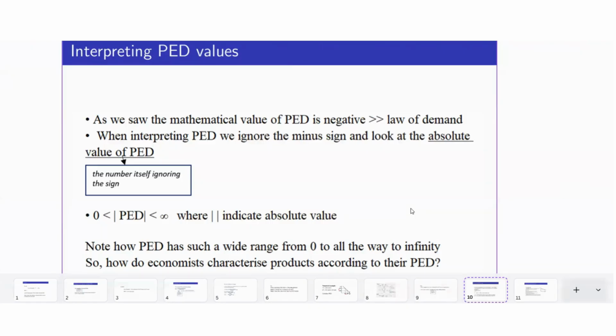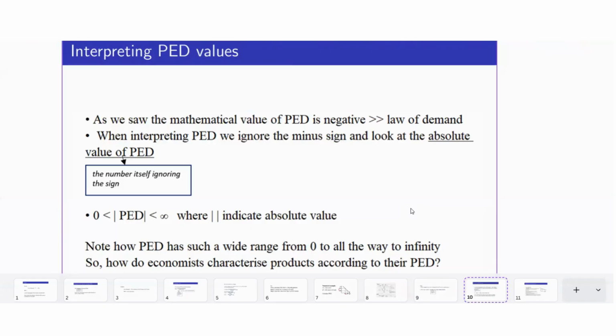So whenever we're interpreting price elasticity of demand, we'll just ignore the negative sign and only look at the absolute value, the magnitude, i.e. the number itself, ignoring the sign. Because the minus sign is mainly a consequence of the law of demand. So when we want to interpret the PED value to quantify how responsive quantity demanded is to a change in price, we'll ignore the minus sign.